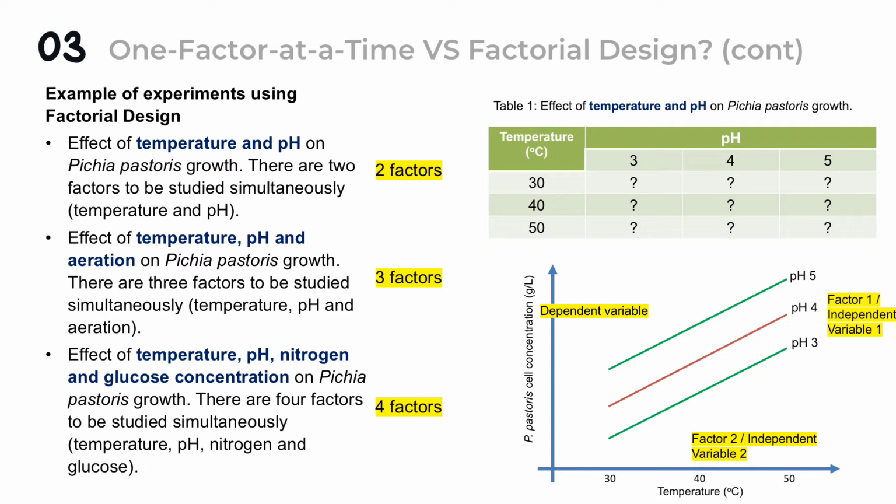You can see that we plot from 30 to 50 degrees Celsius because those are the values that we investigate in this experiment. And there are three different profiles given by different pH values. So that differentiates the graph for each of the pH values. So that's how we present the two-way factorial design data in this case.